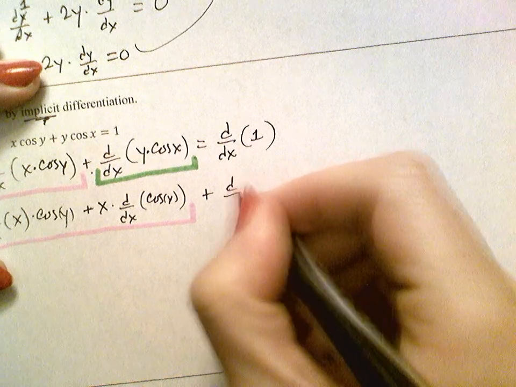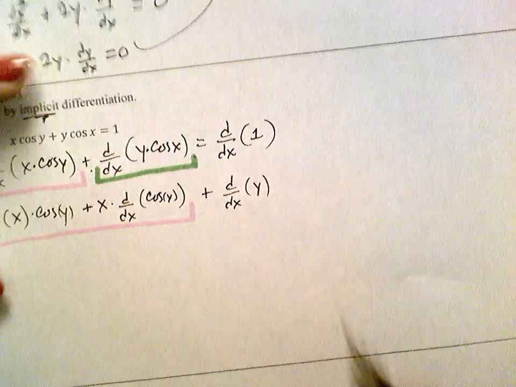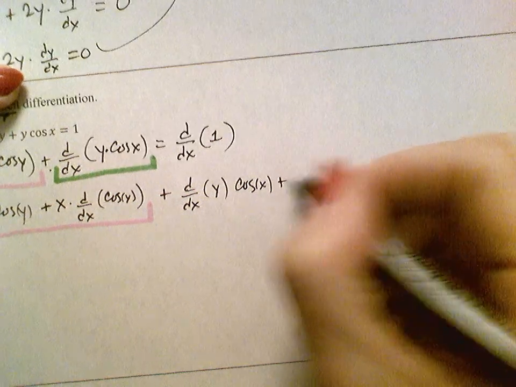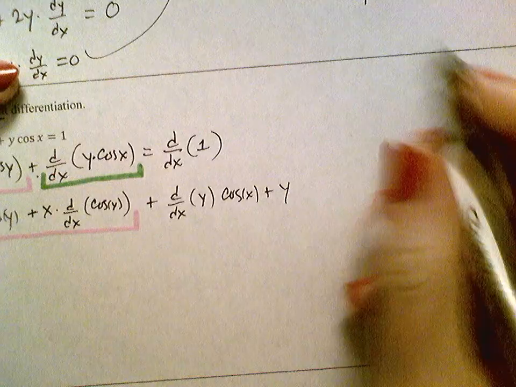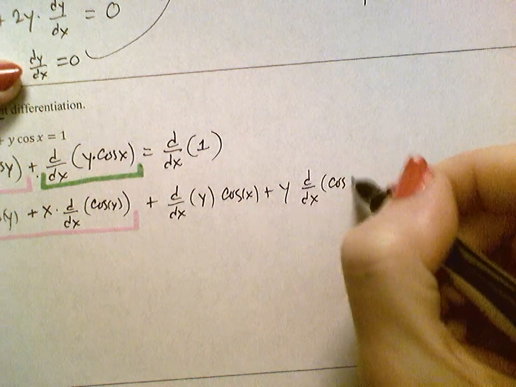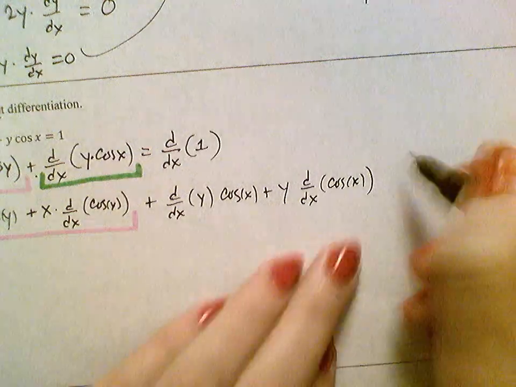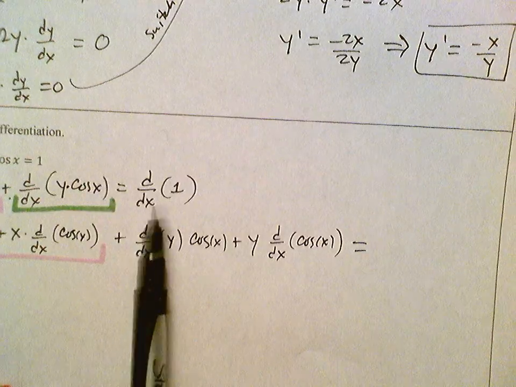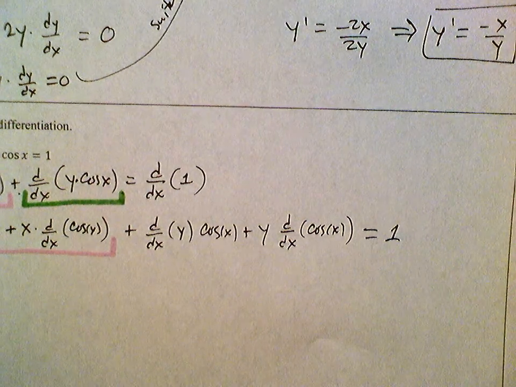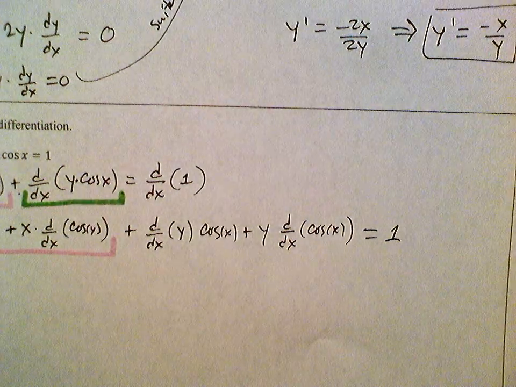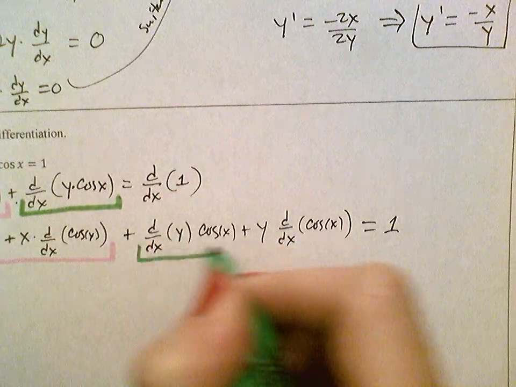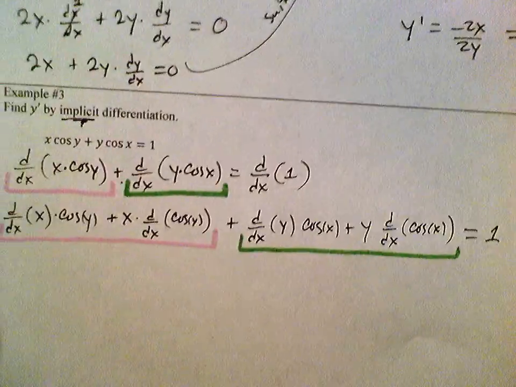So it's d/dx of y, bring down the cosine of x, plus bring down the y, d/dx of cosine of x, equals, and then I'll just do this right away. The derivative of a constant is just 0. And I don't need a d anything over dx because there's no variable. Only when there's a variable you do d/dx at the end. Okay, so that's where those things went.